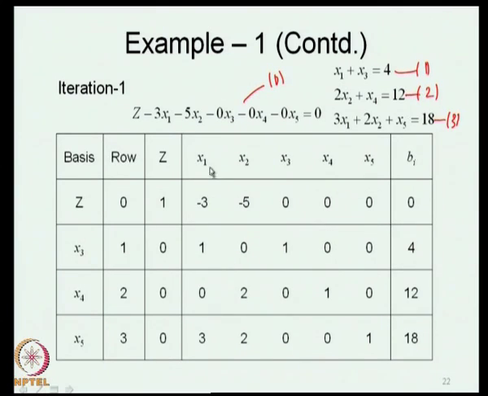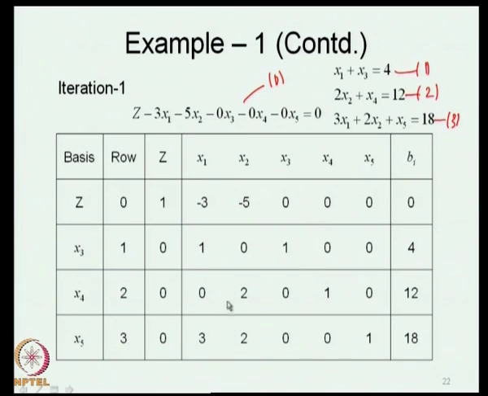So, x 1 has a coefficient of minus 3 in row 0. So, we write this. X 1 has a coefficient of 1 in row 1. So, this coefficient is 1, I write that. X 1 has a coefficient of 0 in row 2. So, I write 0. X 1 has a coefficient of 3 in row 3. So, I write 3. Similarly, you look at x 2, minus 5, 0, plus 2 and plus 2.